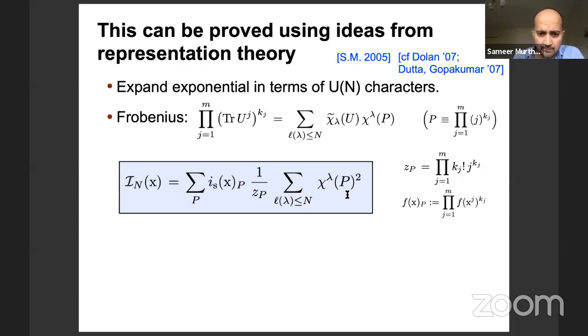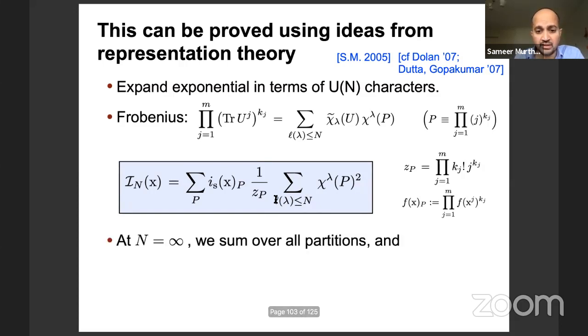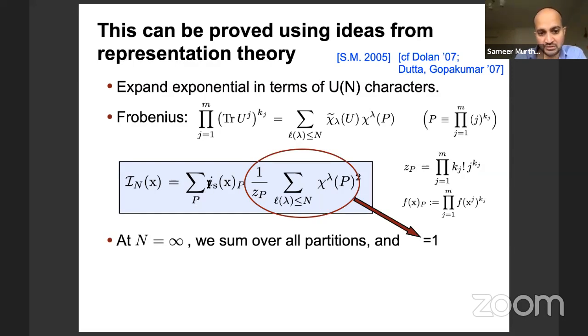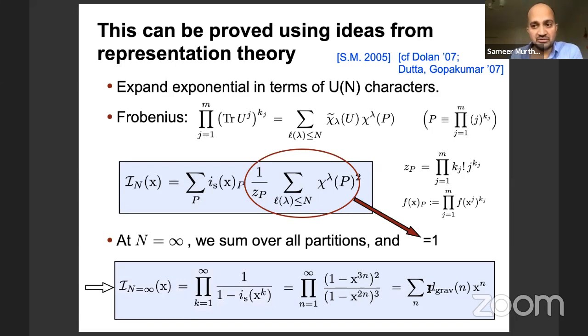Now, here is the restriction that the length of the partition lambda should be less than or equal to N. As N goes to infinity, this is trivial. It doesn't mean anything because you sum over all partitions. If you sum over all partitions, you have the second character relation, the orthogonality relation, which says that this object is equal to 1. So that drops out, and you just get a sum over partitions of this function I_S, which is easily seen to be just some infinite product. This infinite product is precisely the multi-graviton index. This you can show very easily.